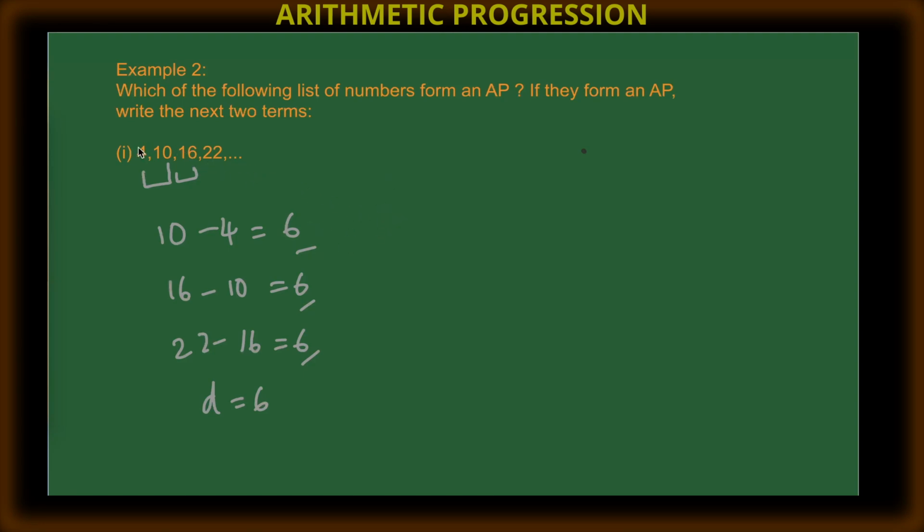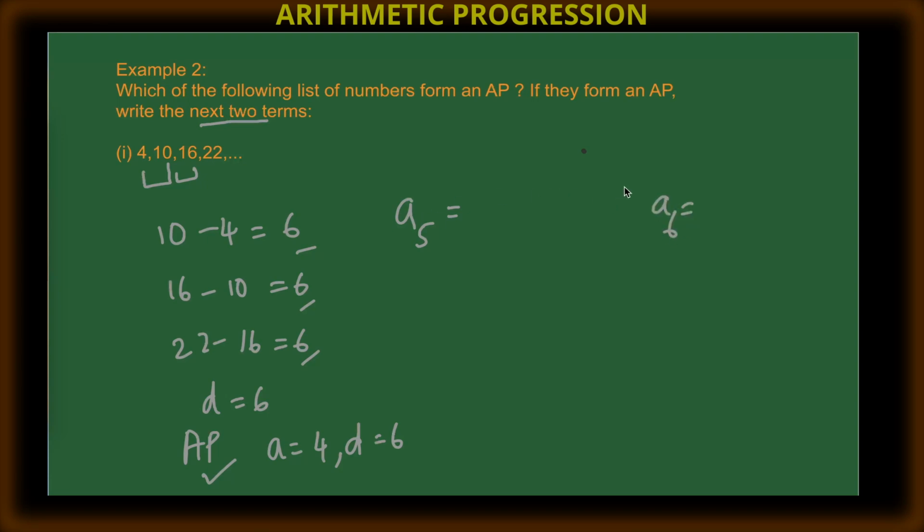So from this, the next part of the question is the next two terms. We need to identify the next two terms. So is this an arithmetic progression? Yes, it is an arithmetic progression. So what are the values we have? We have A, which is 4, we have D, which is 6. So we need to find two terms. We have been given 1, 2, 3, 4. The fourth term has been given, so we need to find the fifth and sixth term. So A5 and A6.